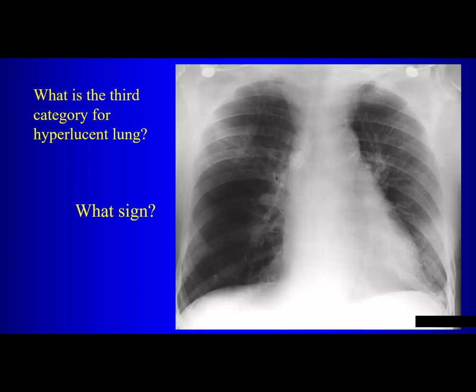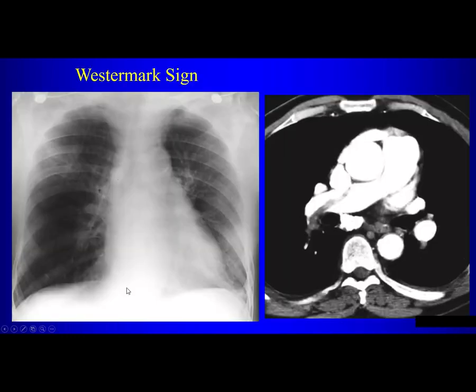That could be from pulmonary embolism. But I don't know what the sign is called. Okay. Who knows what the sign is? So when you have decreased vascularity, which causes some increased lucency from pulmonary embolism, the sign is called Westermark. Westermark sign. Right, that is Westermark sign. So Westermark sign. So pulmonary embolism.